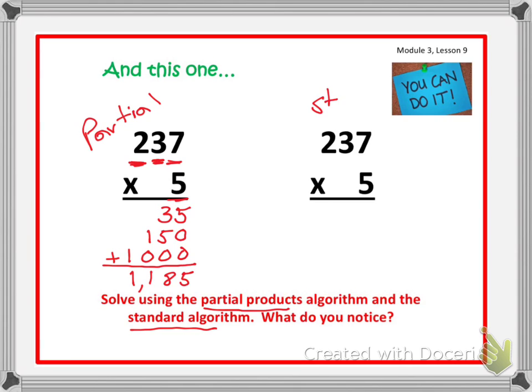Now this is going to be our standard, and this is how it looks different, like I showed you in the previous slide. 7 times 5 is 35. We have to put the 5 and then carry the 3 into the tens. 3 times 5 is 15, plus the 3 is 18. So we need to put the 8 and carry the 1 into the hundreds. 2 times 5 is 10, plus 1 is 11. So it becomes 1,185. And see, our products are the same.